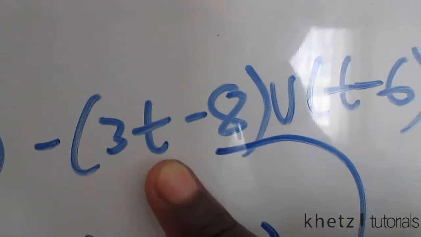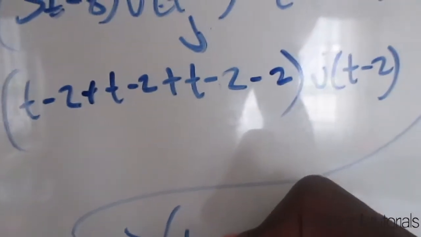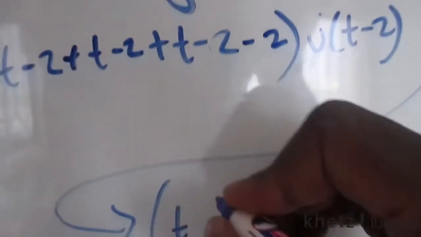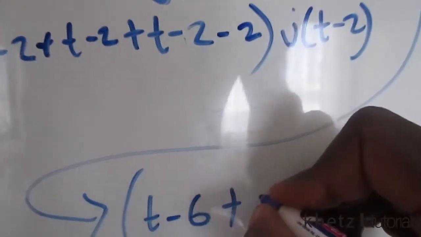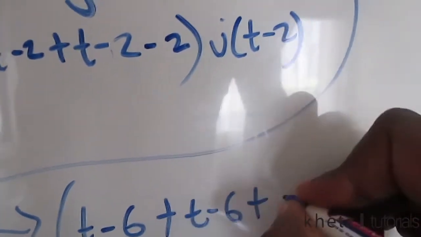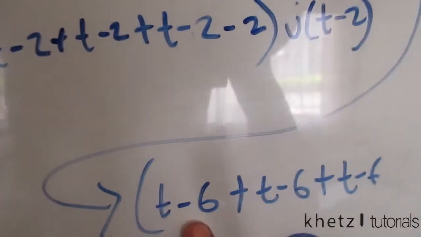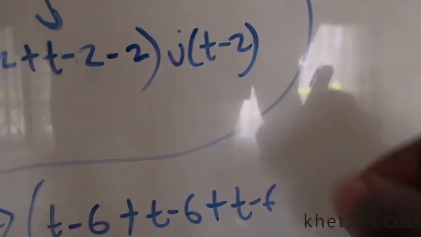We're going to split this into 3 because we also have 3t. So we're going to have 3. But now our delay is of 6 seconds. And therefore, we're going to say t minus 6 3 times. T minus 6 plus t minus 6. So that is t minus 6 3 times. And we're going to have negative 6, negative 12, negative 18.